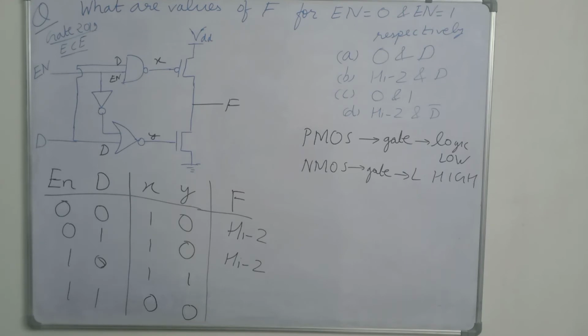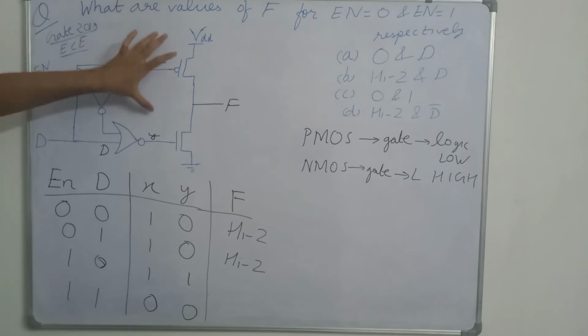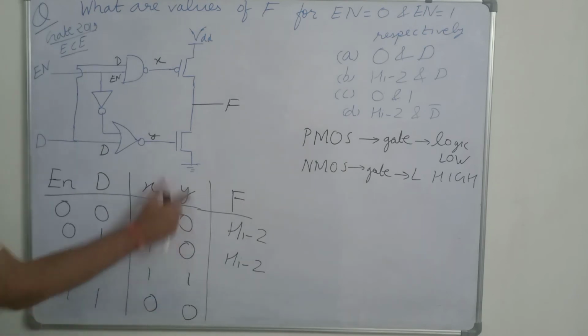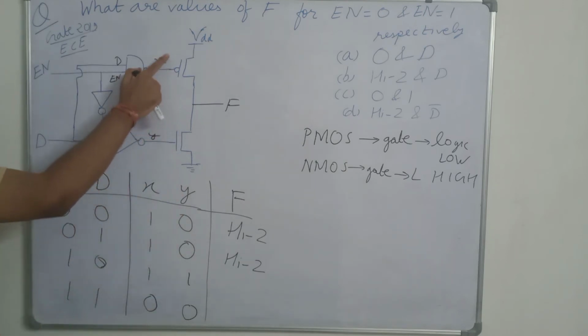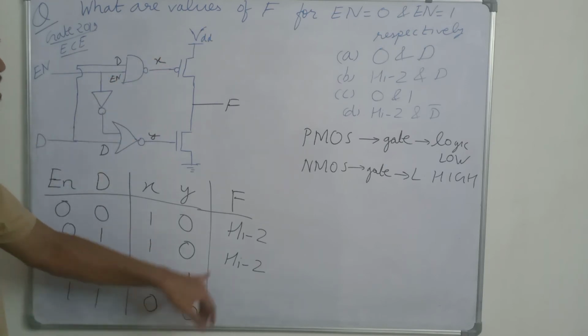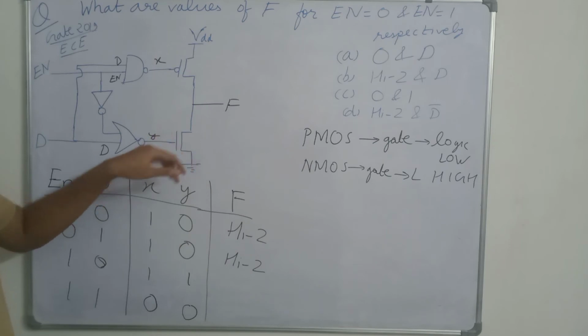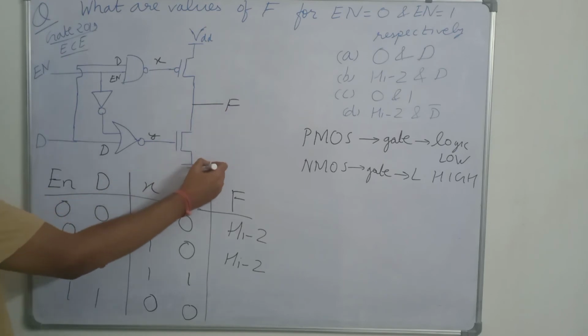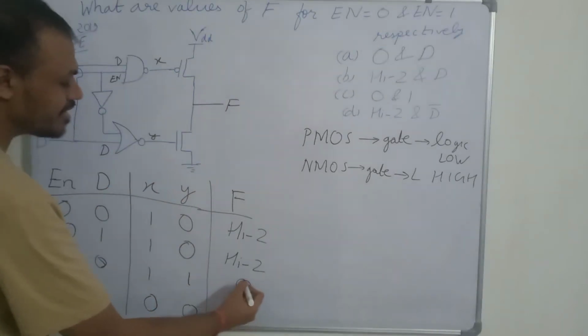Now in the third case, X is 1 and Y is equal to 1. When X is equal to 1, PMOS does not conduct, because PMOS conducts when the input of gate is logic low. But NMOS will conduct, because Y is equal to 1 and NMOS conducts when gate is at logic high. So the output will be connected to ground through NMOS. So here output is equal to 0.